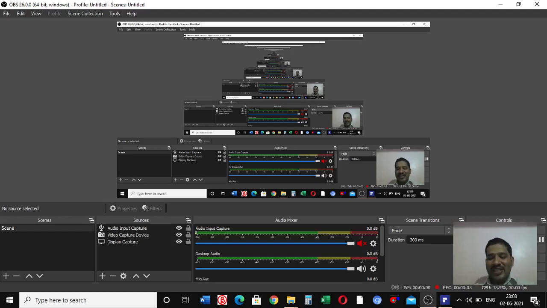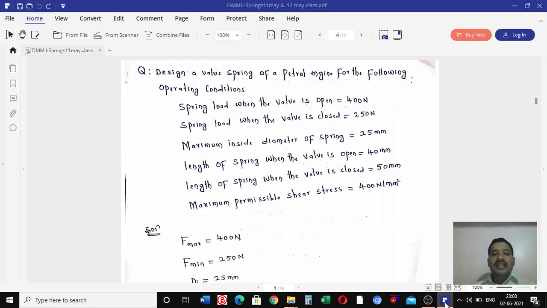So today in this session we are going to learn the fifth problem on the valve spring of a petrol engine. Design a valve spring of a petrol engine for the following operating conditions given in the problem. The spring load when the valve is open is given as 400 Newton.